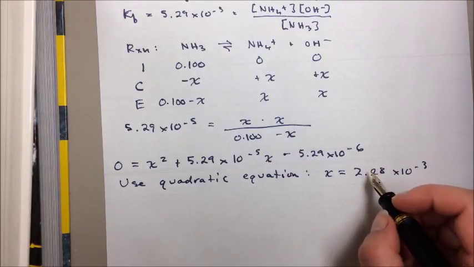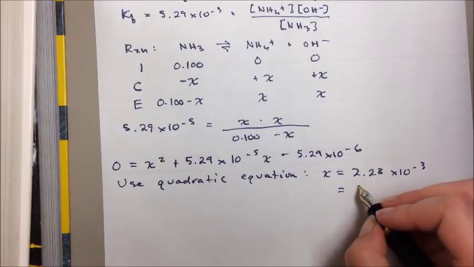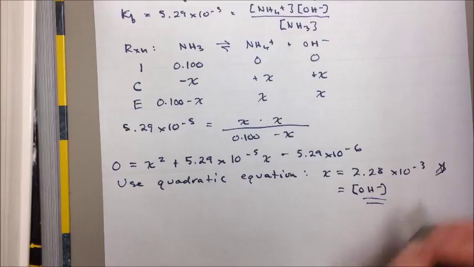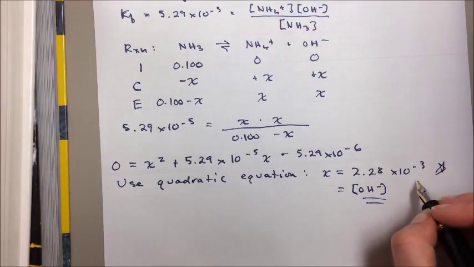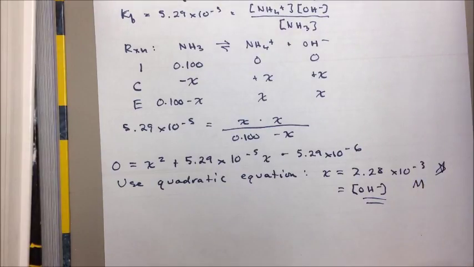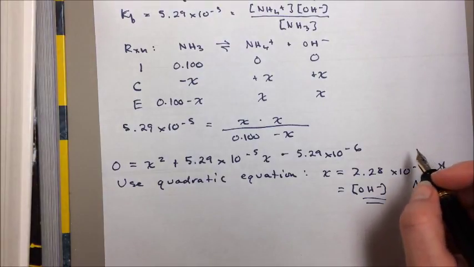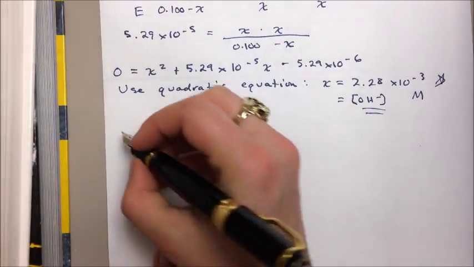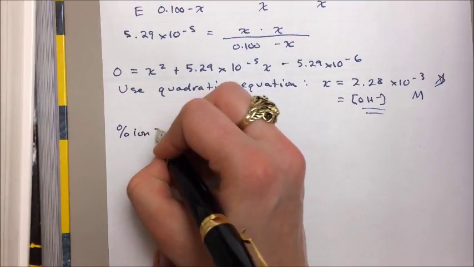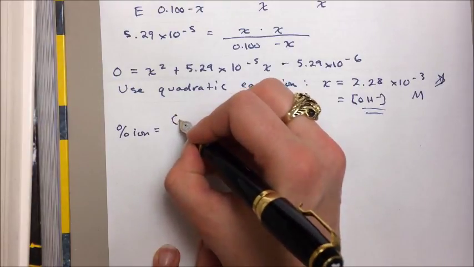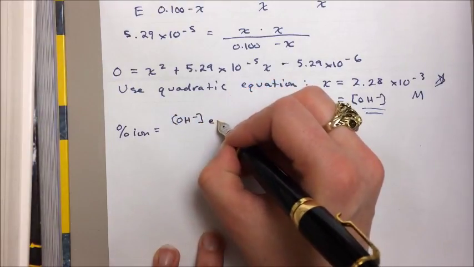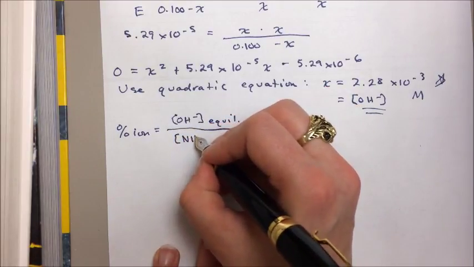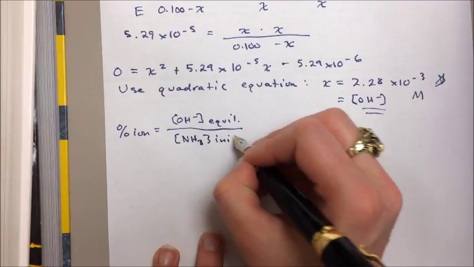This x value, this is important to note, equals the hydroxide concentration we're looking for. So now, part one, achieved. The hydroxide is 2.28 times 10 to the minus third molar. Now we can use this to calculate our percent ionization. Remember that percent ionization is equal to the concentration of hydroxide at equilibrium over the concentration of ammonia initially.